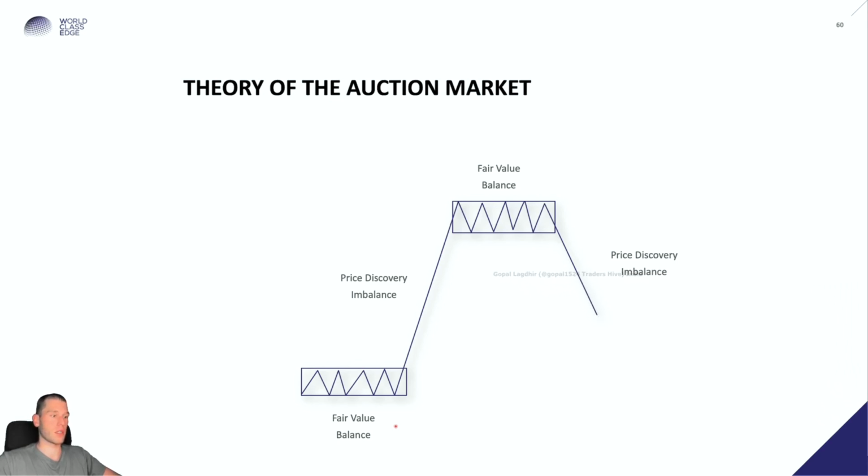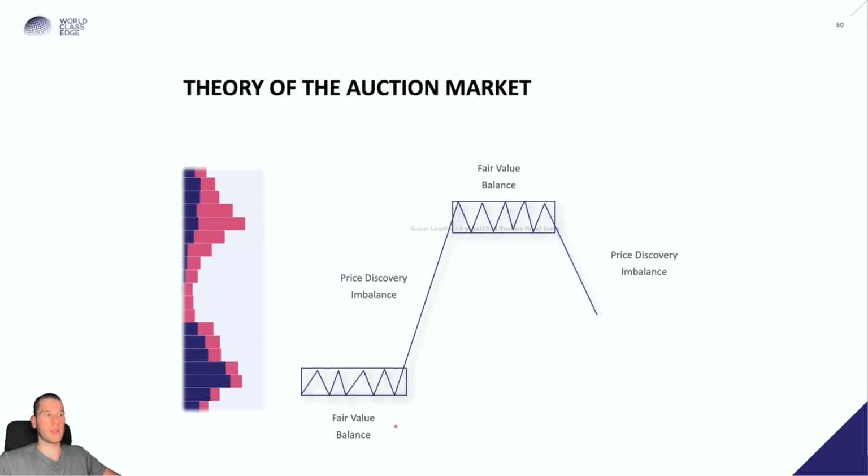This is the logic behind that, and this is what a volume profile in this case could look like. Most volume is spent in the balance or fair value phases, because in price discovery not that much volume is traded, because there is a shift of way more supply, like in this case, or way more demand, like in this case.